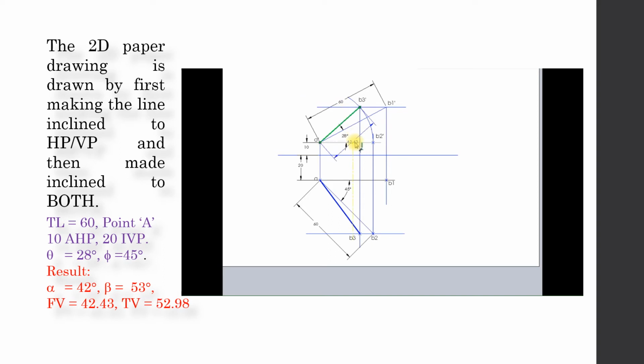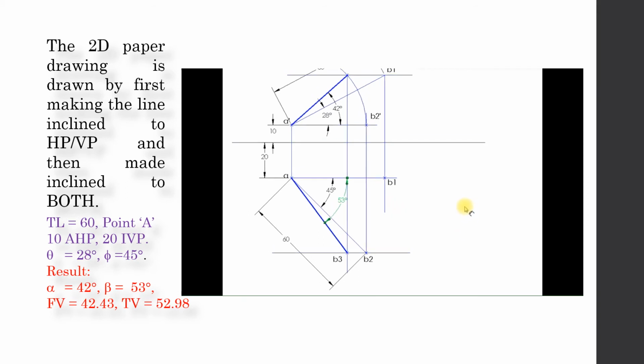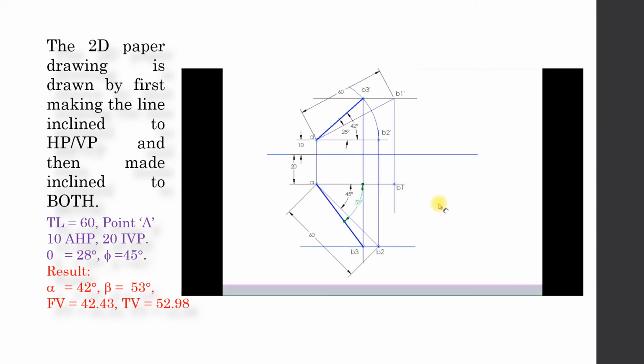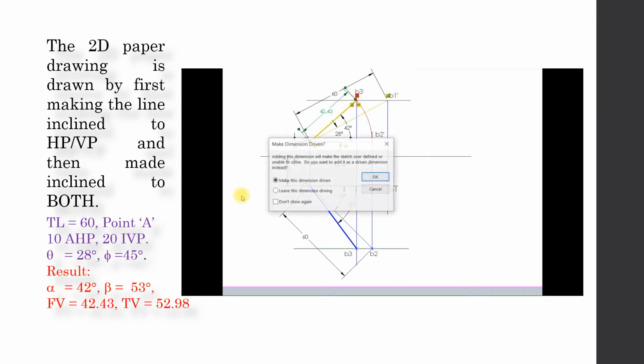That is, inclined to VP is made inclined to HP; VP then HP we have achieved. Now it can be checked by drawing an arc from B1 to the locus of B2, B3. That is, the line inclined to HP, this projection is taken to make a line inclined to VP. That is, A dash B2 dash is equal to A dash B3 dash.